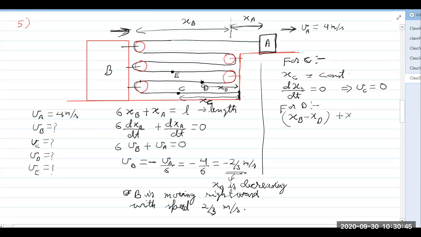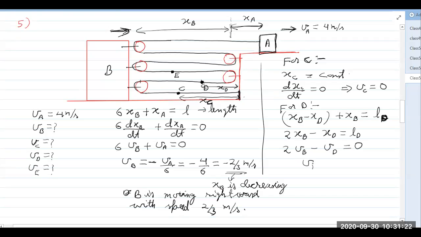Now this is XB whole, so XB will be added, and this is the length up to point D. This is the total length up to point D, and it is not going to change, because the length starting from point D and going to this point is not going to change. So if we write 2XB minus XD equal to LD, and differentiate it, we get 2VB minus VD equal to 0.